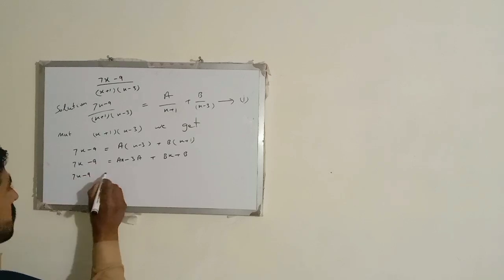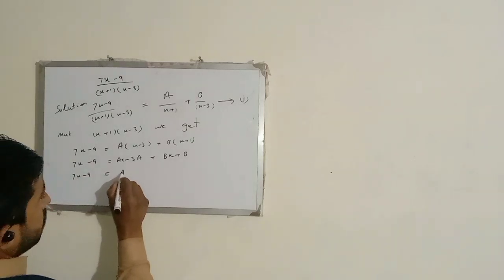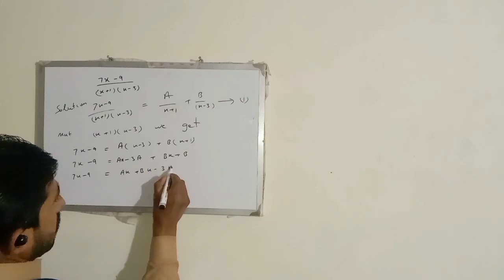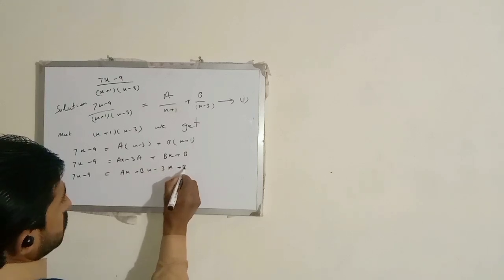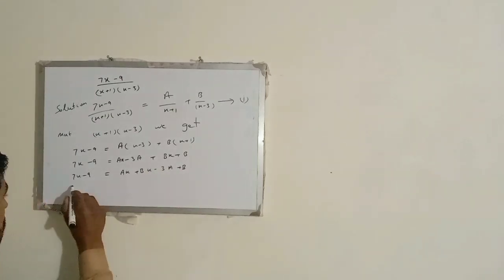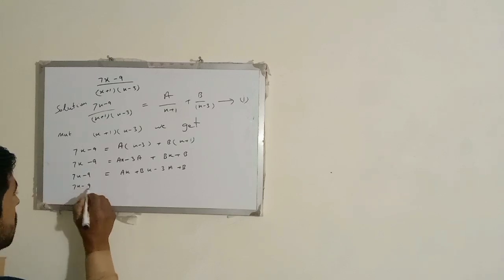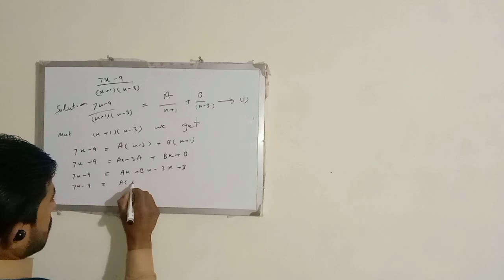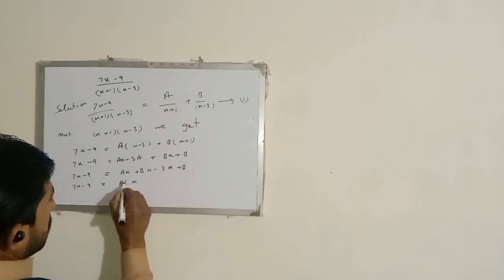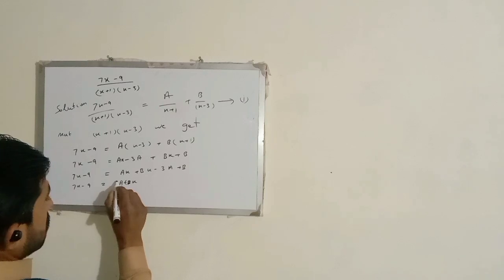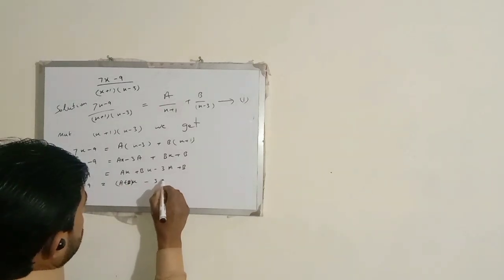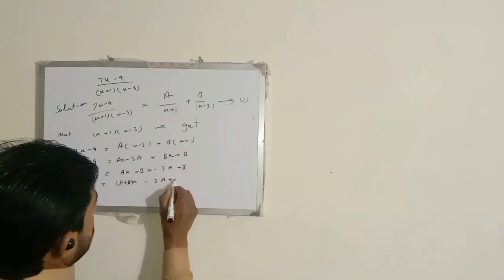7x - 9 is equal to ax + bx - 3a + b. 7x - 9 is equal to, combining, (a + b) x plus (-3a + b).